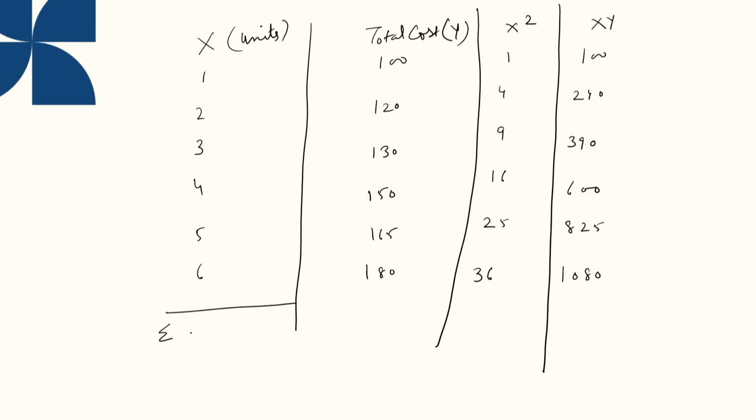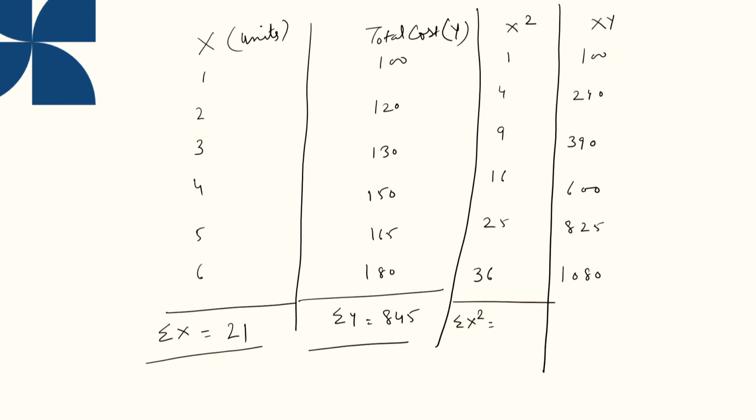Now we find the summation of x, which is equal to 21. Then we find the summation of y, which is equal to 845. Then we compute sigma x square, the summation of the x square, that comes to 91. And then we calculate the summation of x and y, which is equal to 3235. And in this question also our n is equal to 6 items.